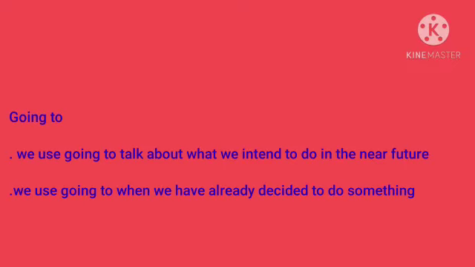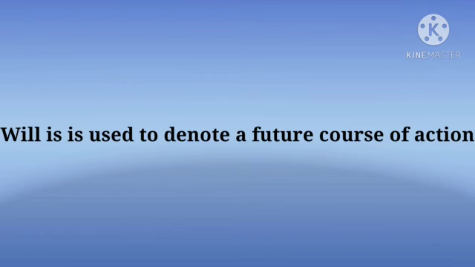We use going to talk about what we intend to do in the near future. When we are planning to do something in the near future, we can use going to. The second one: we use going to when we have already decided to do something. And then today we discussed the usage of will. Will is used to denote a future course of action, and after will we use the base form of the verb.